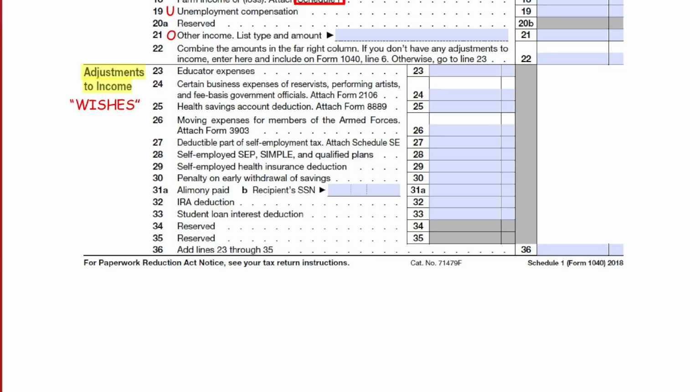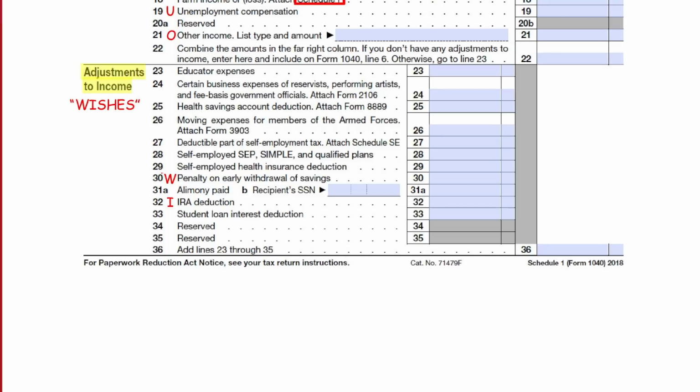Line number 30, write W, because that's the W of WISHES, which is an adjustment allowed for penalty on early withdrawal of savings. So W for withdrawal. The I of WISHES is what we see on line number 32, IRA deduction. Write an I there.